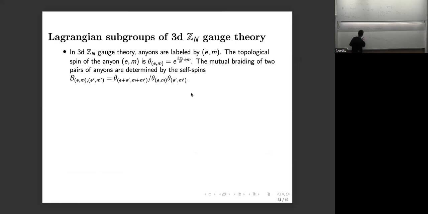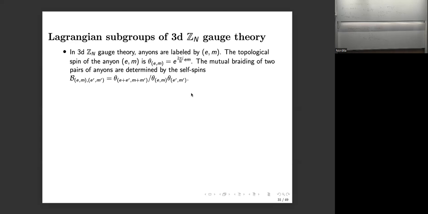Okay, so first we take P to be 1 or P to be 0. So it's just a Z_n form, ordinary Z_n gauge theory. And now this is Z2 EM symmetry.